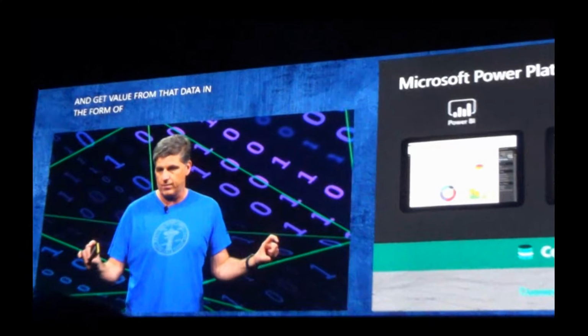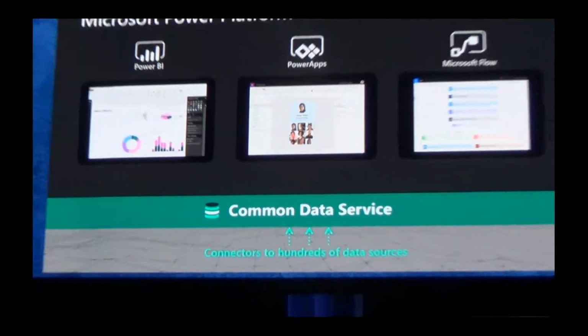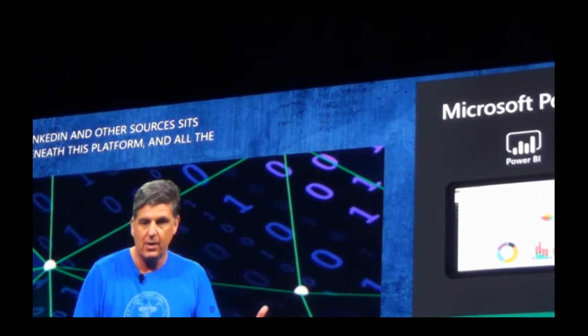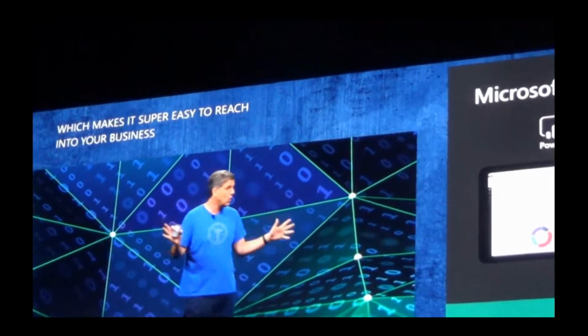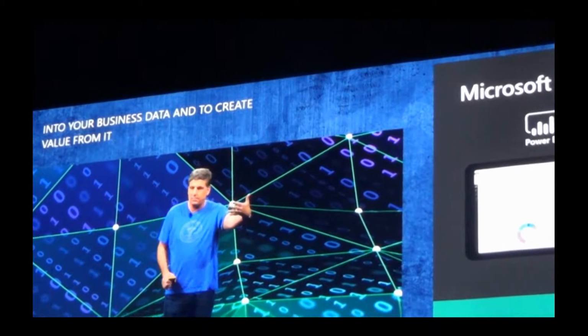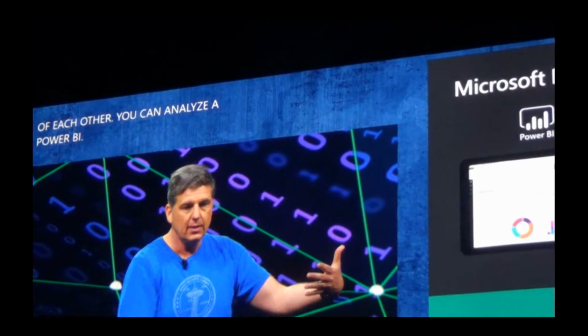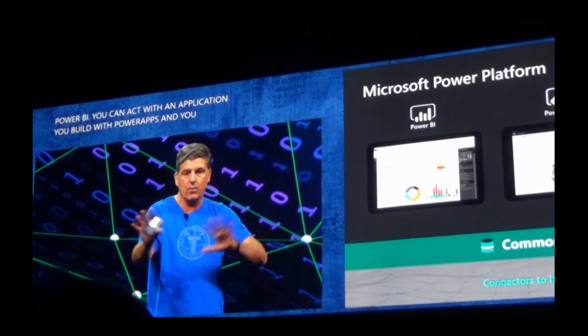Now, the Common Data Service, which brings together the data from Dynamics, Office, LinkedIn, and other sources, sits beneath this platform. And all the Power Platform components are aware natively of the Common Data Service, which makes it super easy to reach into your business data and to create value from it. And each are aware of each other. You can analyze with Power BI, you can act with an application we built with Power Apps, and you can automate with Flow, all built on top of this common data substrate and integrated experiences.